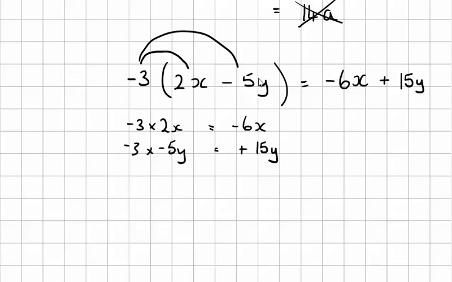Okay, so we've got this now. The next stage: well, there's no collecting like terms there either, is there? How many terms are there? Two terms, an x term and a y term. So we have 2 terms here. Are they like terms? No, so we can't collect them.